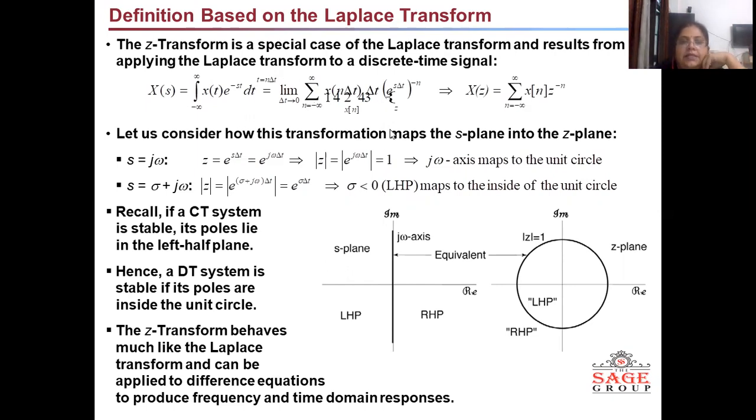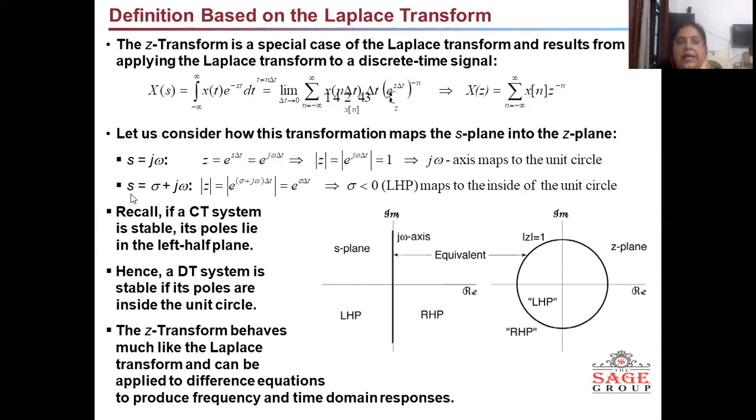Now let us consider this transformation maps the S plane to the Z plane. The S plane is used for continuous time signals, and the Z transform is used for discrete time signals. Here we have put S equals j omega and Z equals e to the power of S delta t, where delta t is a small change in time. Now the j omega axis maps to the unit circle.